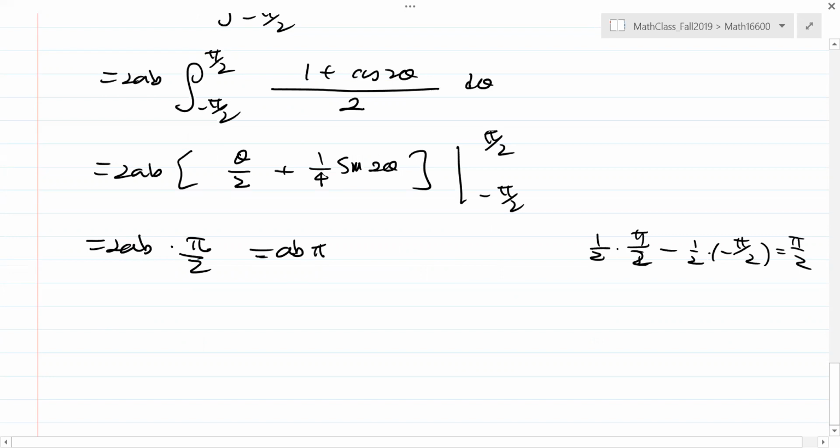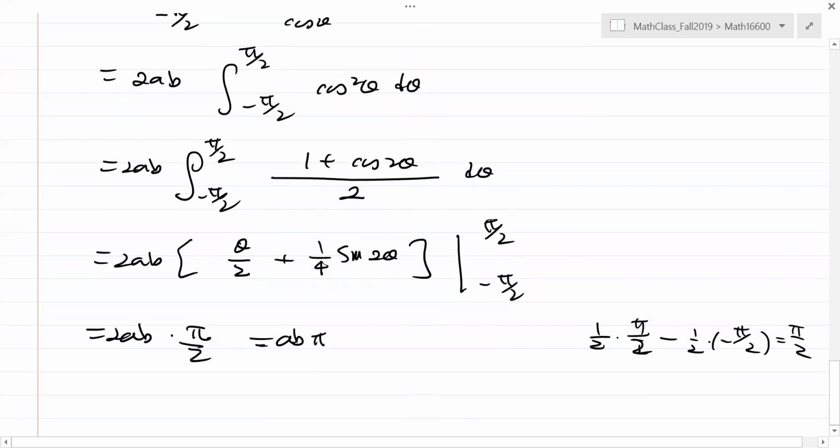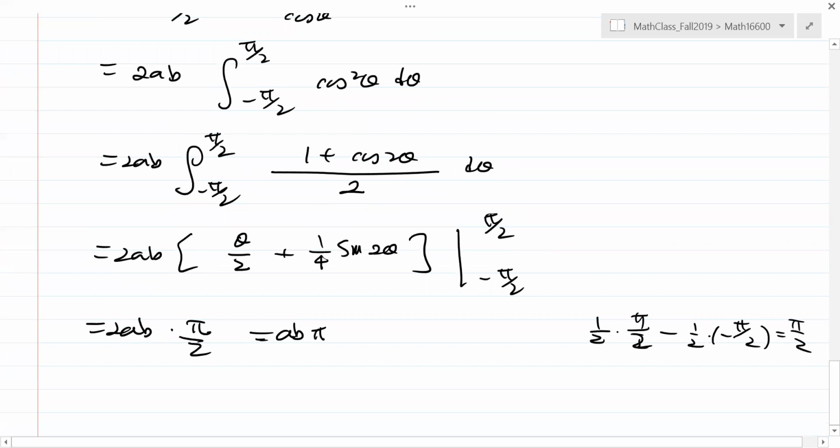This is a good application of calculus. So it's easy now to find the area of the region enclosed by the ellipse. So we can express the area of the ellipse in terms of a and b.